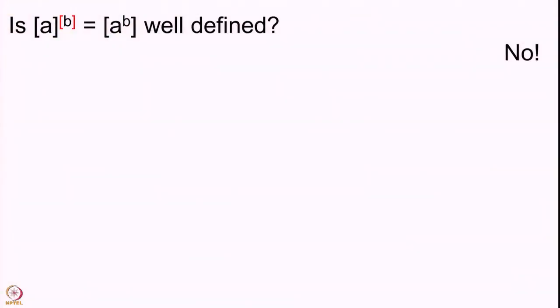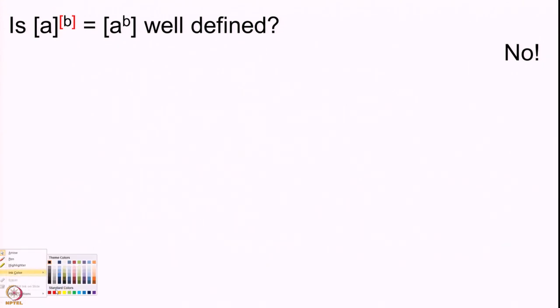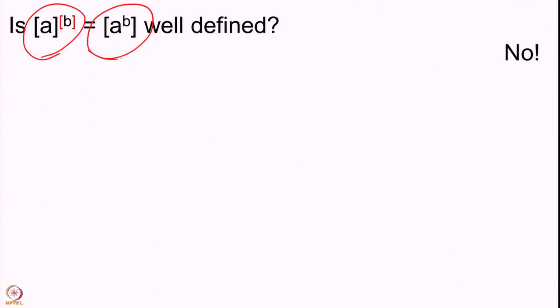Now, I want to give you an example of an operation which is not well defined. So, here the operation is given. We want to define power of a residue class by another residue class. We want to define power of the class A by the class B. So, look at that. The B in the slides has the square brackets given in red to tell you that we are looking at the power of a residue class by another residue class. This is what we are doing. And we have no choice but to define it in this way, because this is the most natural way to define it.